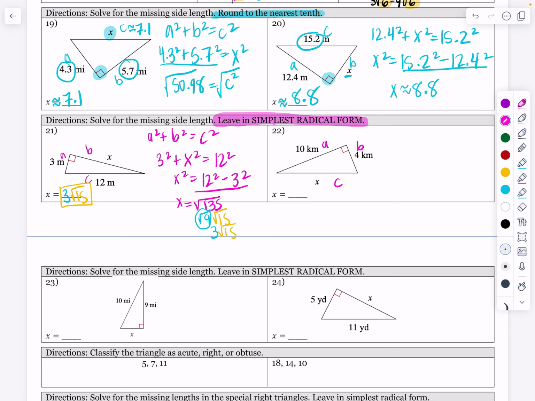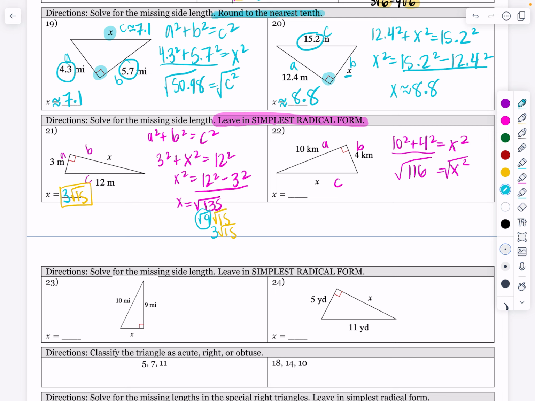We have A, B, and C. And so I'm going to do 10 squared plus 4 squared is equal to x squared. Now I know that whatever I get should be bigger than 10 and bigger than 4. So I'm going to type that entire expression in my calculator. We end up getting x squared is equal to 116. So x is going to be the square root of 116.